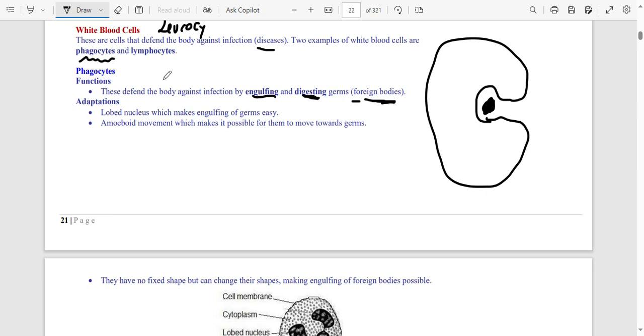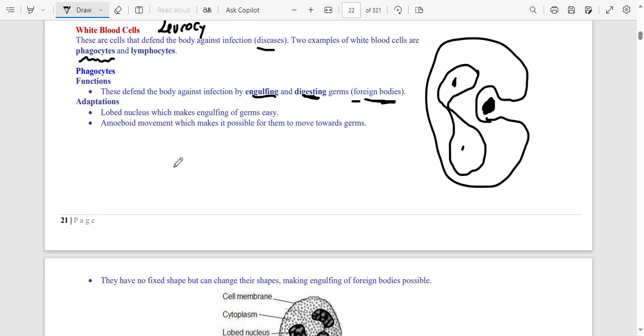Now, what makes phagocytes do this function is that they have got a bilobed nucleus. Their nucleus has got two lobes. It is something like this. It's one nucleus, but it has got two lobes, this one and this one. So this bilobed nucleus makes engulfing of germs easy.